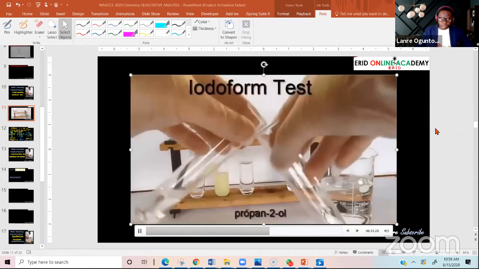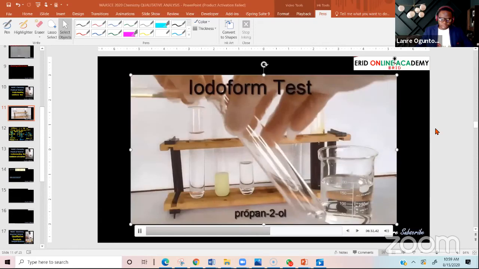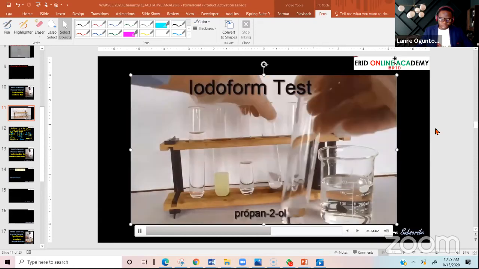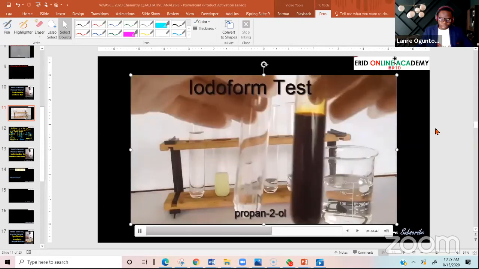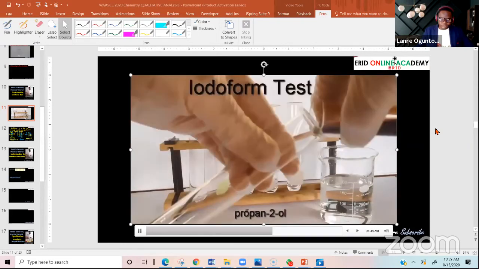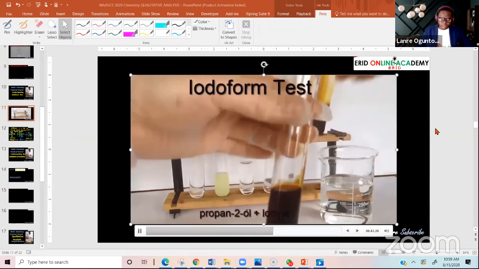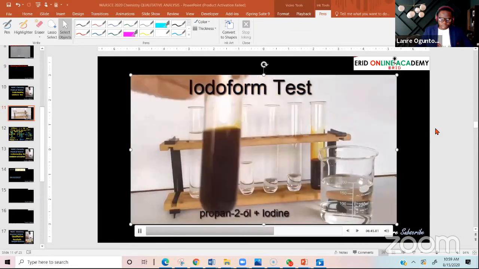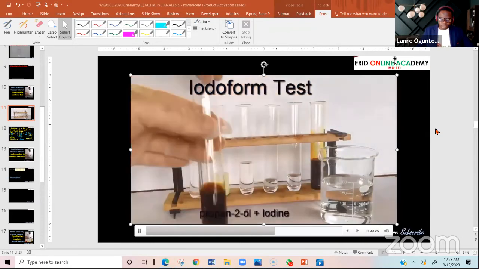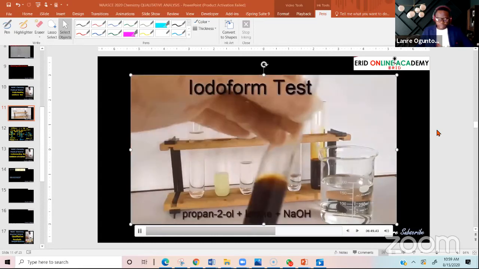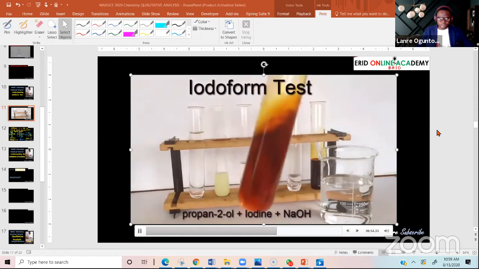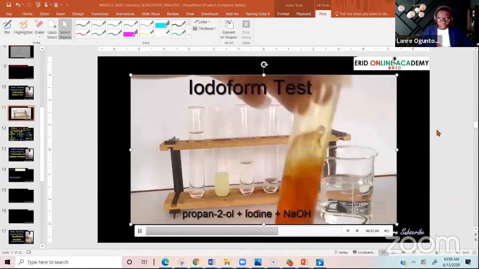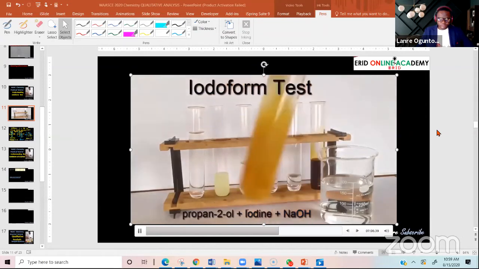Propan-2-ol has your OH group on the second carbon. On the second carbon, I'm going to be demonstrating the structural diagram for you to see that. Okay, so I put in my iodine to propan-2-ol. You can see the dark brown appearance of the mixture. Now I will add the sodium hydroxide and shake.